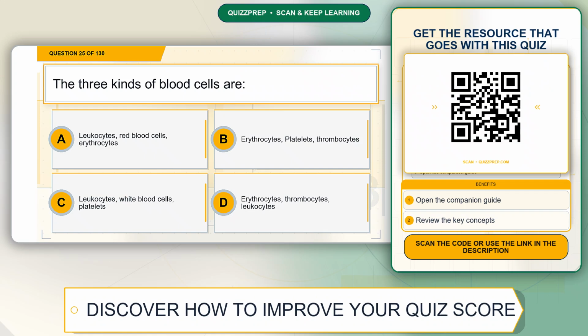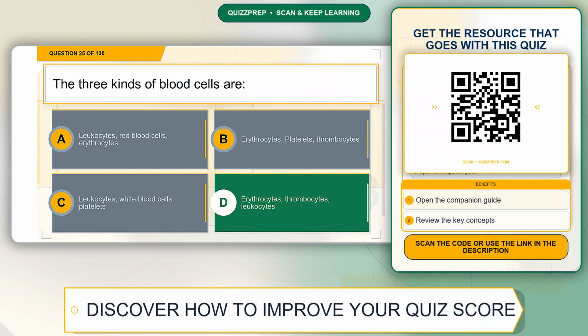Question 25. The three kinds of blood cells are: Option A, leukocytes, red blood cells, erythrocytes. Option B, erythrocytes, platelets, thrombocytes. Option C, leukocytes, white blood cells, platelets. Option D, erythrocytes, thrombocytes, leukocytes. The correct answer is option D, erythrocytes, thrombocytes, leukocytes.